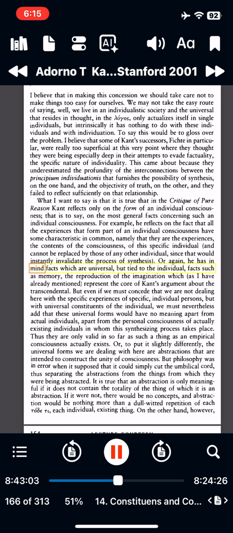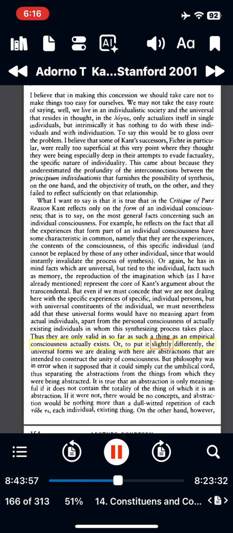Or again, he has in mind facts which are universal, but tied to the individual, facts such as memory, the reproduction of the imagination which, as I have already mentioned, represent the core of Kant's argument about the transcendental. But even if we must concede that we are not dealing here with the specific experiences of specific, individual persons, but with the universal constituents of the individual, we must nevertheless add that these universal forms would have no meaning apart from actual individuals, apart from the personal consciousness of actually existing individuals in whom this synthesizing process takes place. Thus they are only valid in so far as such a thing as an empirical consciousness actually exists.